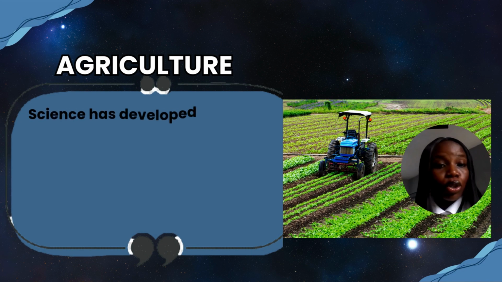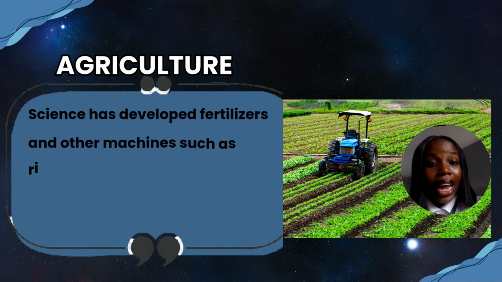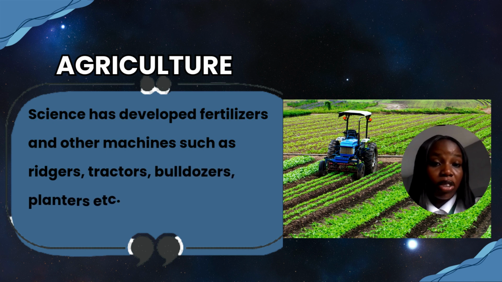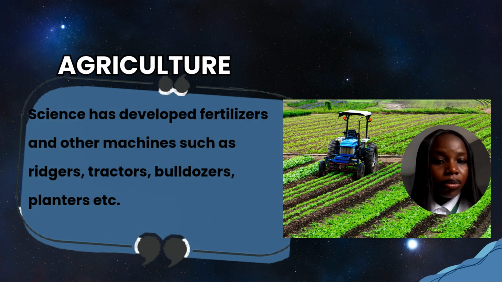Science has also helped in agriculture. Science has developed fertilizers and other machines such as ridgers, tractors, bulldozers, planters, harvesters, and likes. So gone are those days when farmers have to plow their farmland for days, months. But nowadays, science has made it very, very easy to plow acres of land in just few hours. There are planters, there are machines that can plant acres of land, there are machines that can make ridges, there are machines that can even harvest the produce. So thanks to the world of science.